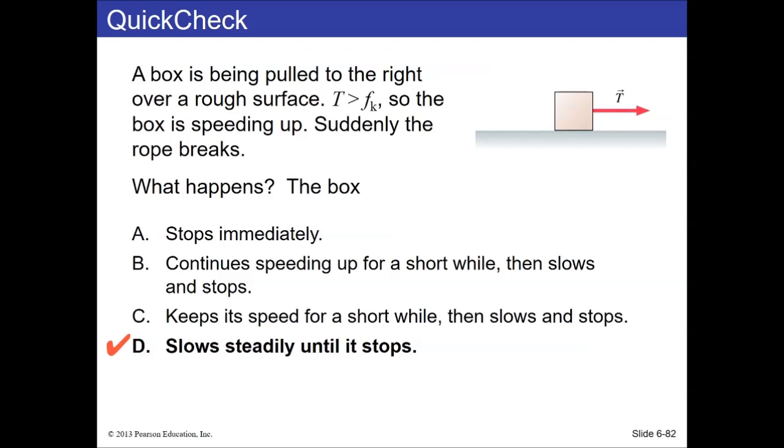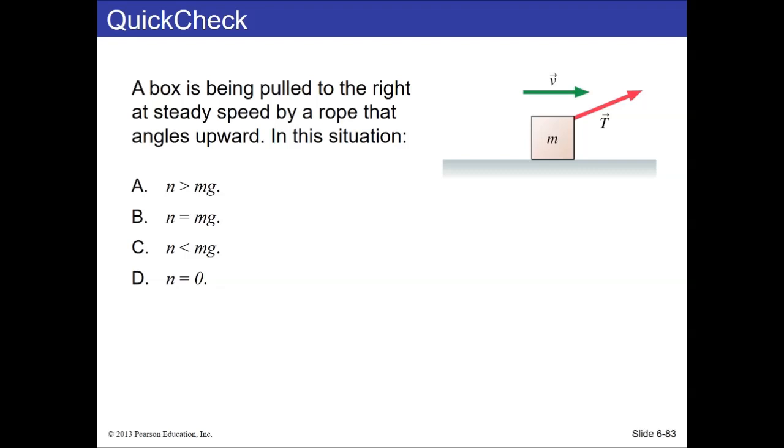All right. Keeps its speed for a short while and then slows and stops. Well, that's just the dumbest option. If it keeps its speed, that means it's constant speed. That means you're going to have a balance of forces in the x direction. Well, it's not like the tension gradually goes away. When the rope breaks, it's just gone. Right? So C is terrible. All right, D is right. Great. Let's move on.